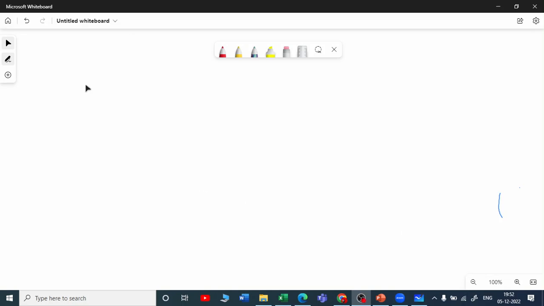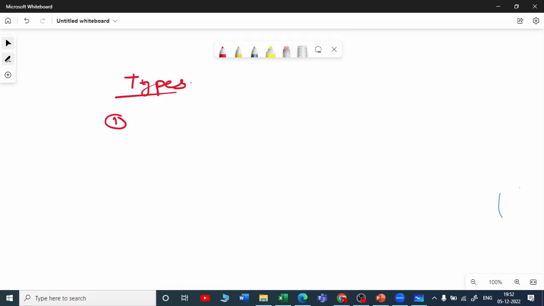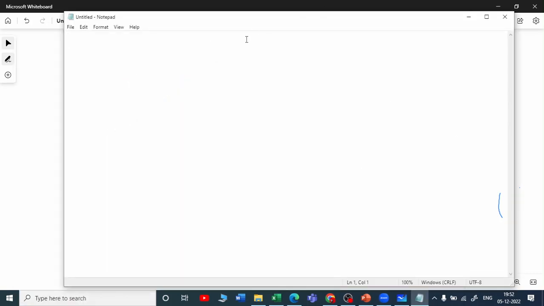Let us talk about the relationship in RDBMS, that is types of relationship in RDBMS. There are actually four types of relationship. One is one to one. So let me make a notebook here. Types of relationship. First is one to one.